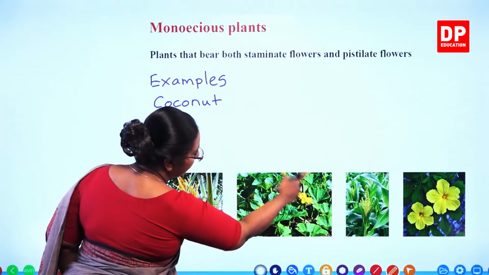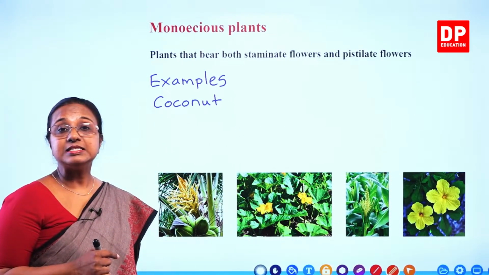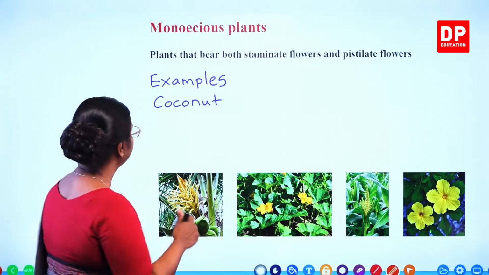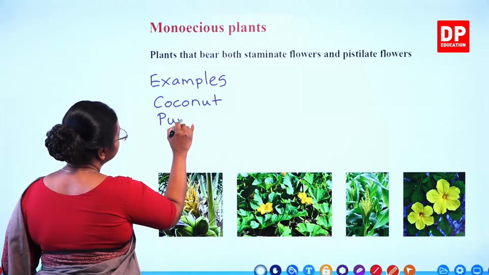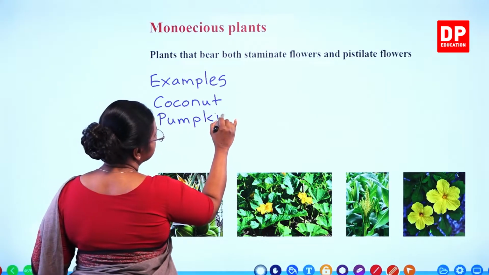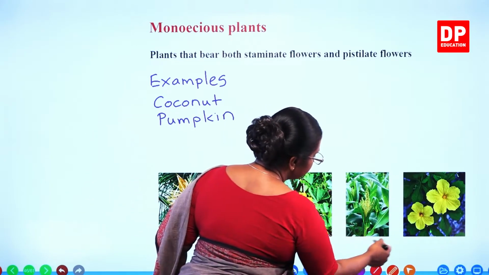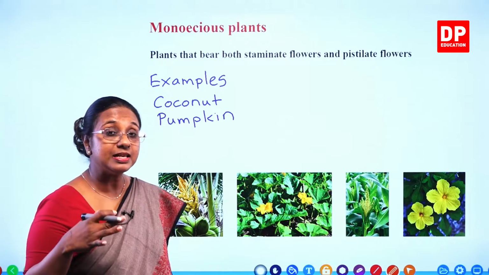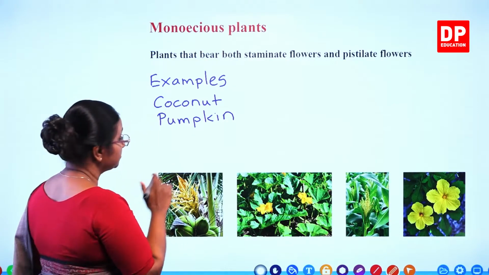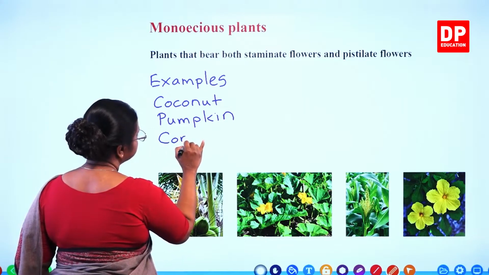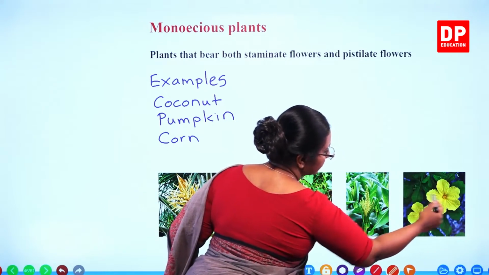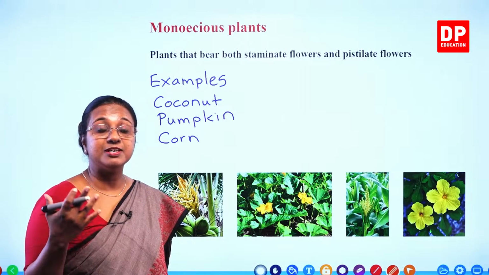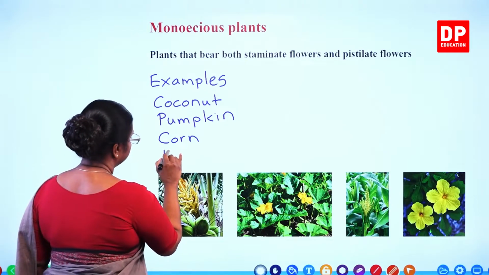Then what is this? It is pumpkin. Pumpkin again has staminate and pistillate flowers. Then here you can see this is corn. Corn also has both staminate and pistillate flowers in the same plant. So those are monoecious plants. And these are flowers of bitter gourd. Bitter gourd also has both staminate and pistillate flowers in the same plant.